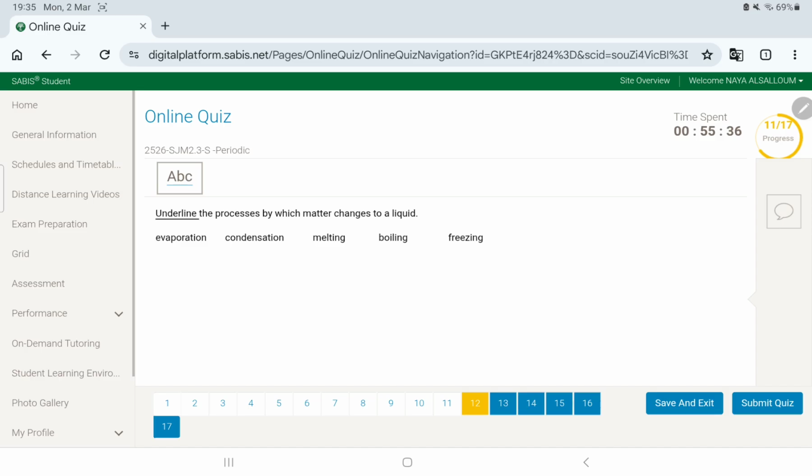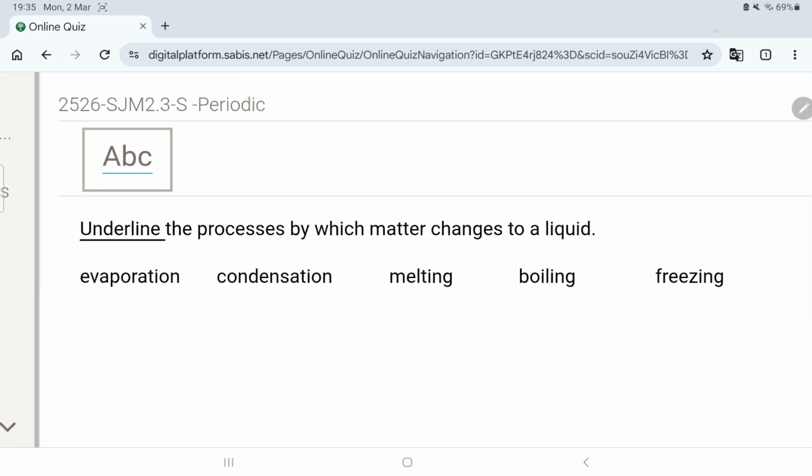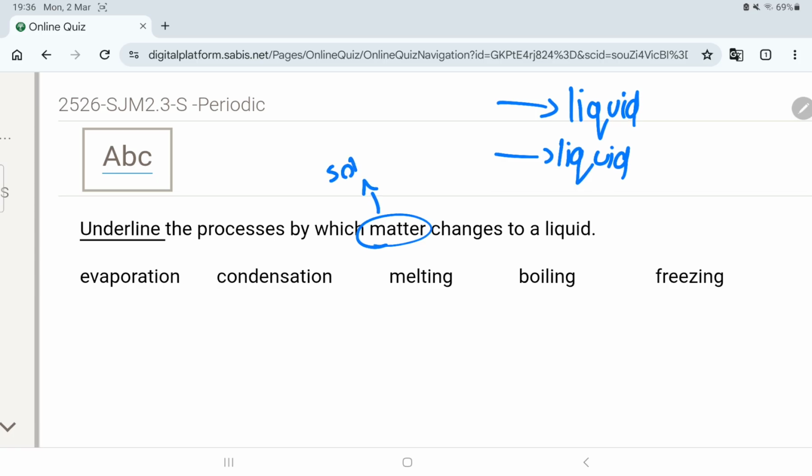Let's see. Underline a process from which matter changes to a liquid. Okay. We're just gonna write here liquid, something to liquid, and something to liquid. Okay? Matter, what did we say matter? Solid, liquid, gas. So solid, liquid, gas. Gas here. Okay? So let's see.